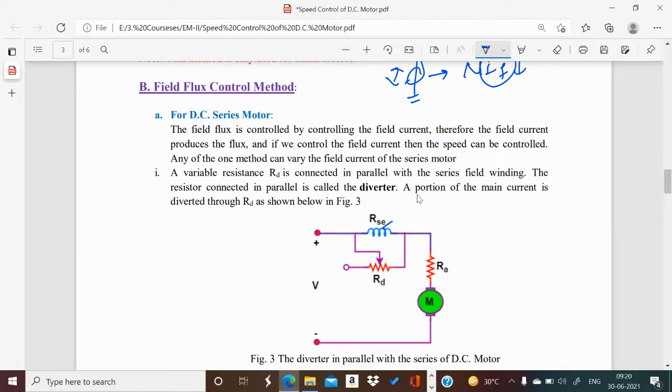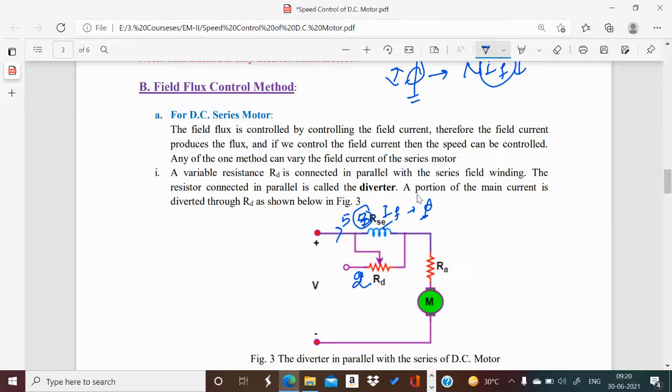For example, the current from the input side is 5 ampere. If the resistance value is maximum, then 1 ampere is going through this, 4 ampere is going through this. At that time, this 4 ampere field current is responsible for the production of flux. After some time, if we reduce the resistance, that means more current is flowing, 2 ampere is flowing through this and 3 ampere is flowing through this. Then only this 3 ampere is responsible for the production of flux. That means less flux is developed.